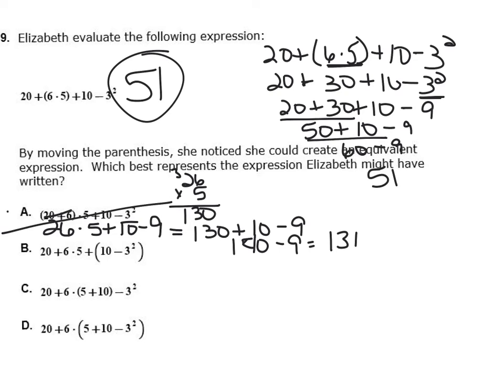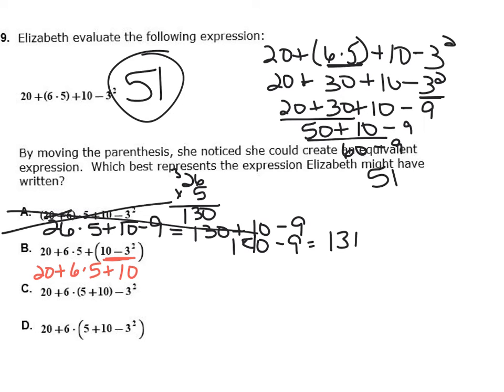So we know A is not my answer because of how they put the parentheses. So let's go ahead and do the next one. The next one, you're going to go from left to right again. Well, actually, you're going to do parentheses first. So you got to do exponents here first. So it's going to be 20 plus 6 times 5 plus 10 minus 9.